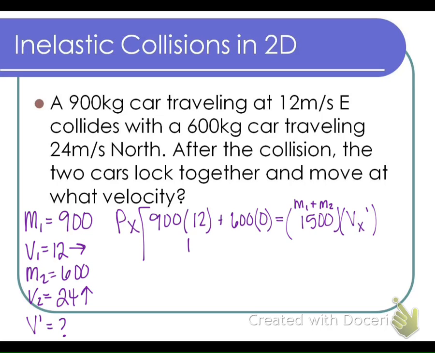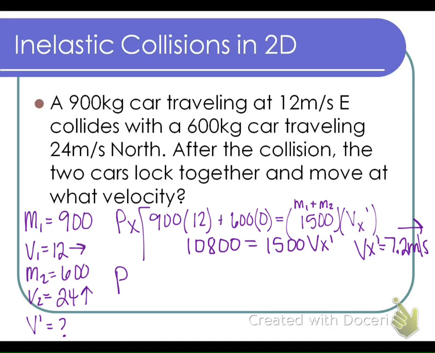Okay, so 900 times 12 is going to get us 10,800. And that's going to equal 1500 v sub x prime. When we divide that 1500 over, that means we get v sub x prime to equal what? Good. 7.2 meters per second. And since it's positive, that means we're going to the right or east. Exactly.